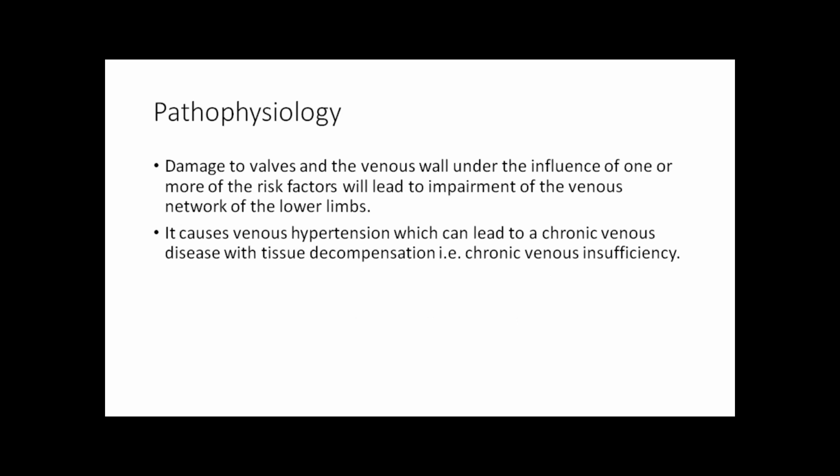Damage to the venous wall under the influence of one or more of the risk factors will lead to impairment of the venous network of the lower limb. It causes ambulatory venous hypertension, which can lead to chronic venous disease with tissue damage, that is tissue decompensation, chronic venous insufficiency.